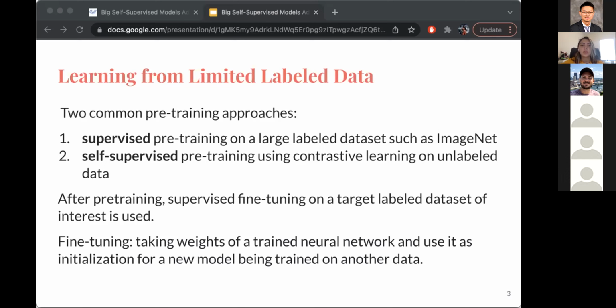And after the pre-training, supervised fine tuning on a target labeled data set of interest is used. And fine tuning, just to remind, is taking the weights of an already trained neural network and using it as the initialization for a new model being trained on other data.